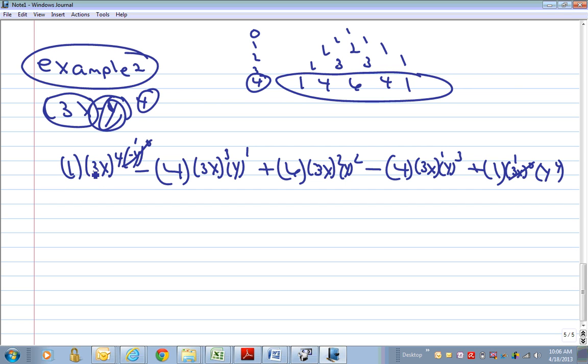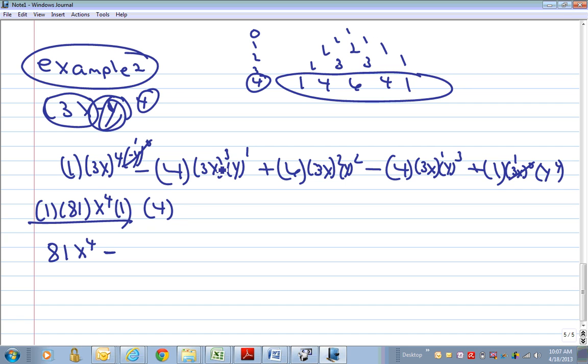So be careful, 3 to the 4th power. That would be 3 times 3 is 9, and 9 times 3 is 27, and 27 times 3 would be 81. So I would have 1 times 81, x to the 4th, and then the y to the 0 was 1. All of that, 1 times 1, would just be 81 x to the 4th. That's really important. Then I'm going to say minus down here, and I'm going to calculate this.